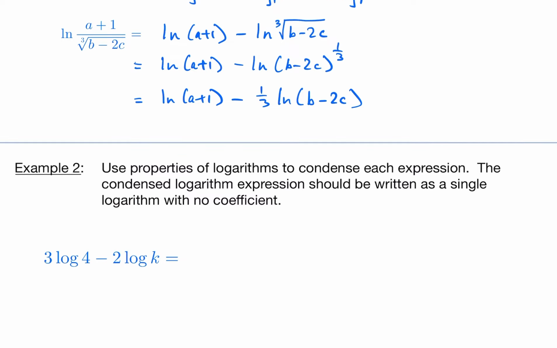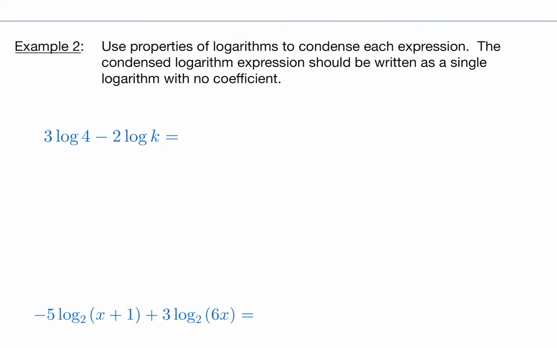Now the next set of examples, what we're going to do is use the properties of logarithms to condense each expression. So now we're going to go backwards. The condensed logarithm expression should be written as a single logarithm with no coefficient. So here we've got these broken out. We want to bring these together.